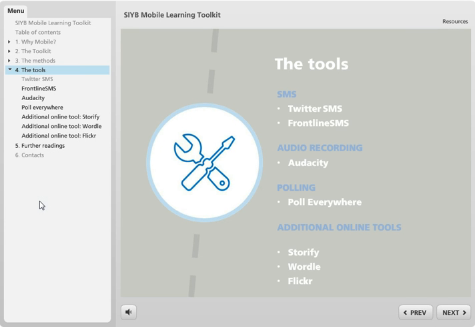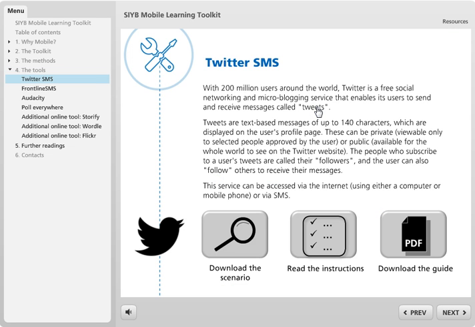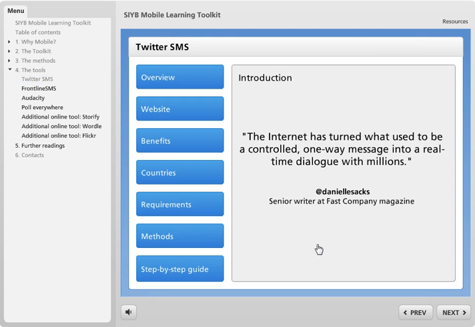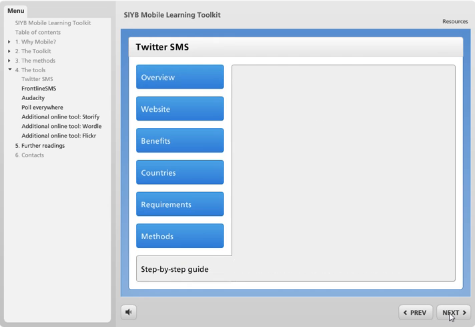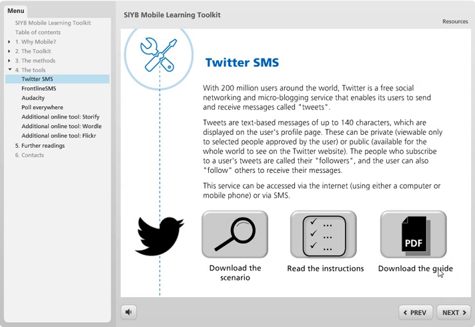Also, the Tools section is quite detailed. It is divided between SMS-based tools, audio recording, polling, and additional online tools. To give you an example, let's click on Twitter SMS. You can see here that you have a short description of what Twitter is, and then you can download a scenario, you can read some instructions online, or you can decide to quickly go to download the PDF guide and again access all the materials offline.